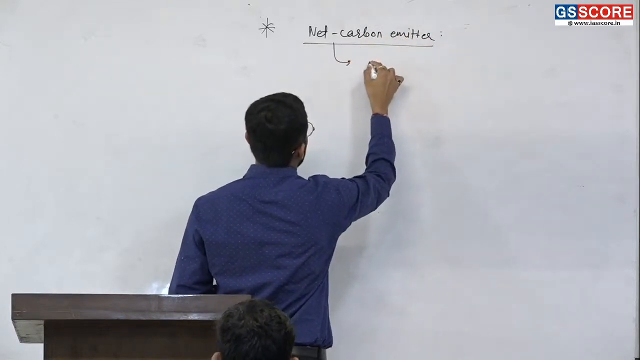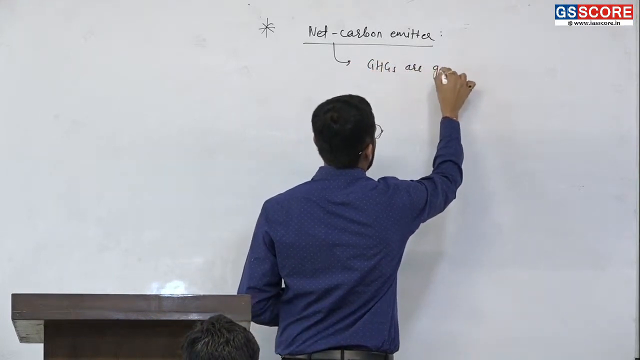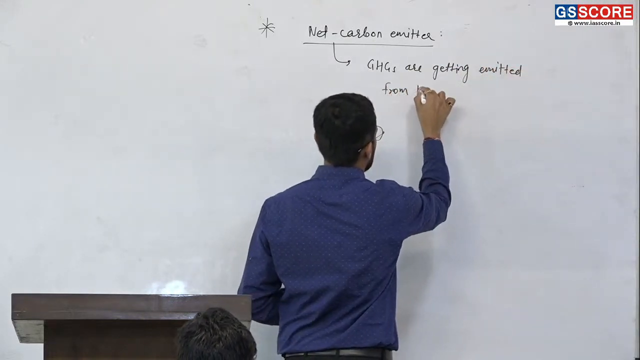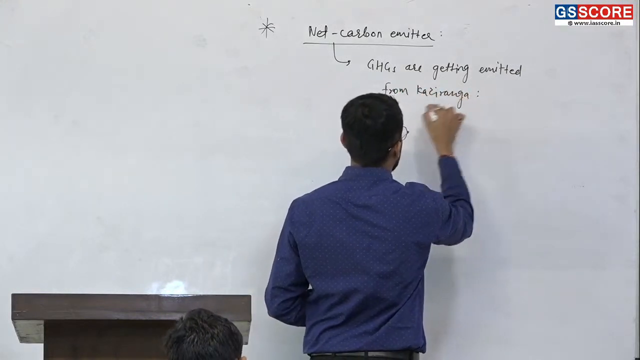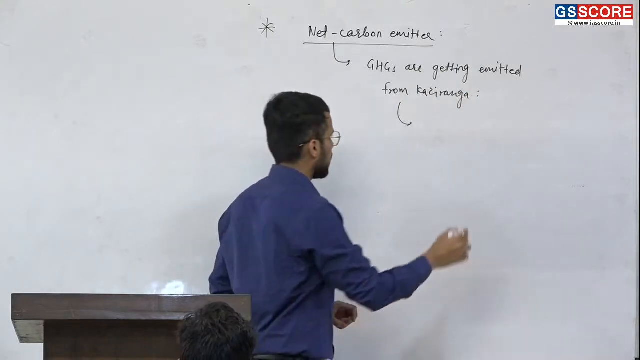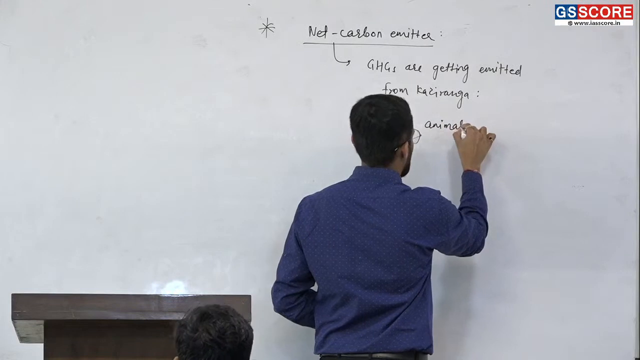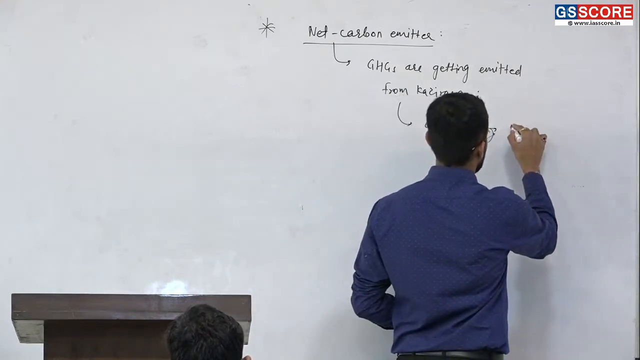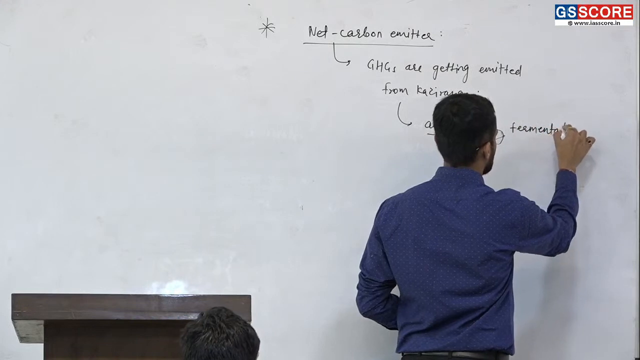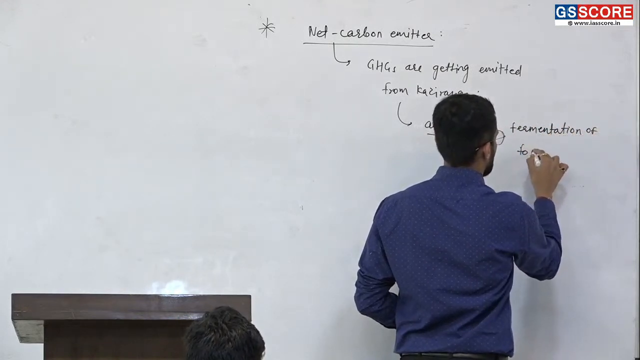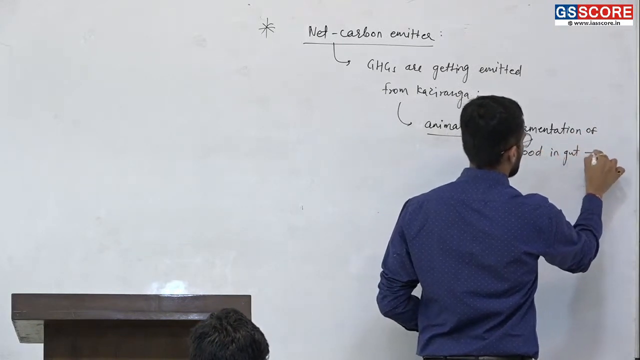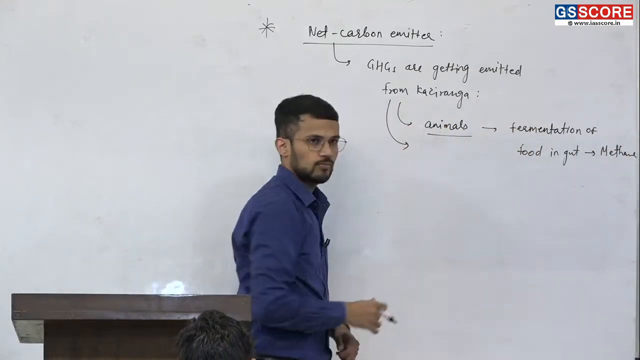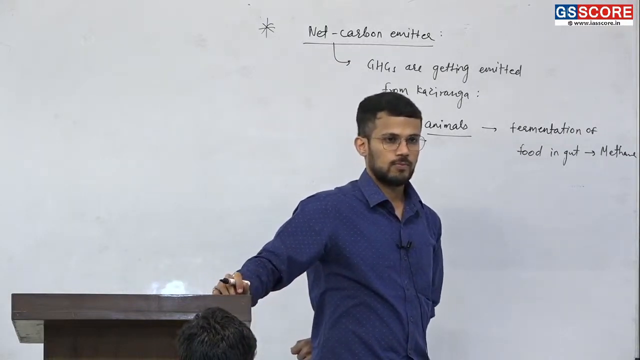And net carbon emitter means greenhouse gases are getting emitted from Kaziranga. Through which activities? First activity, as he has pointed out, animals. As a natural process of digestion of food, they emit methane. Right? They carry out fermentation of food in their gut. And as a result of that, they emit methane. Anything else? Any other activity?